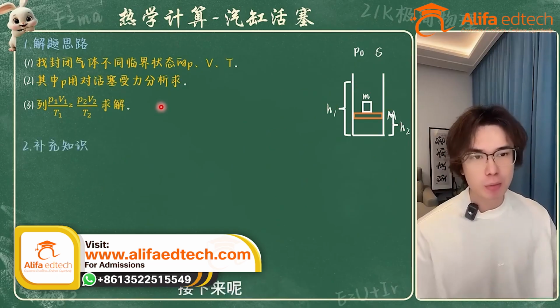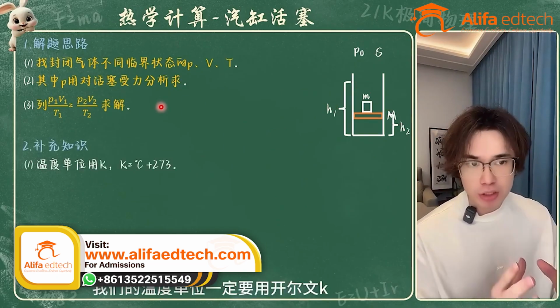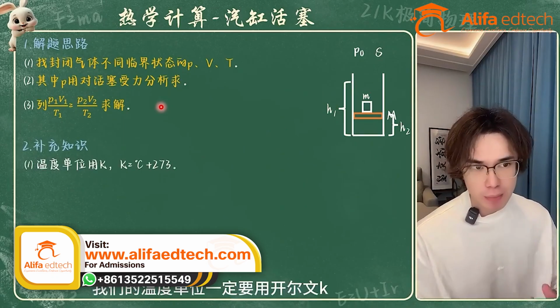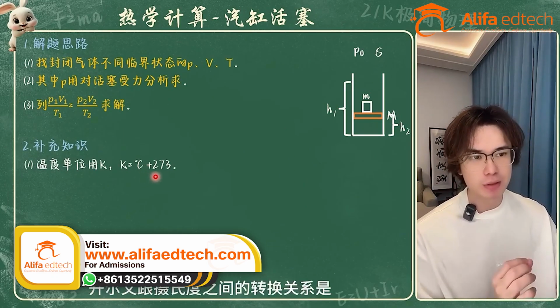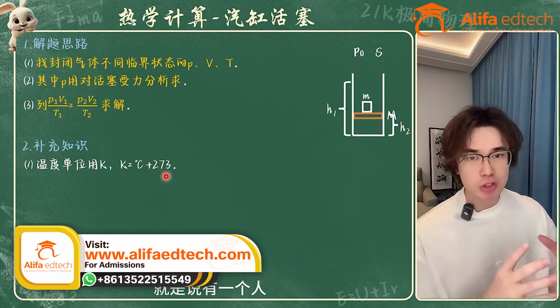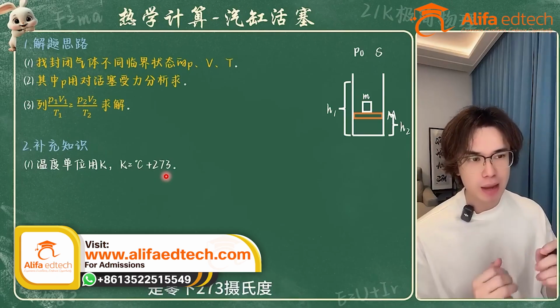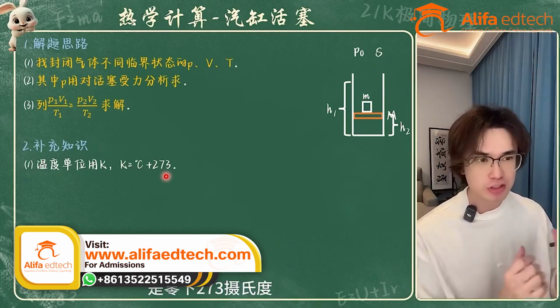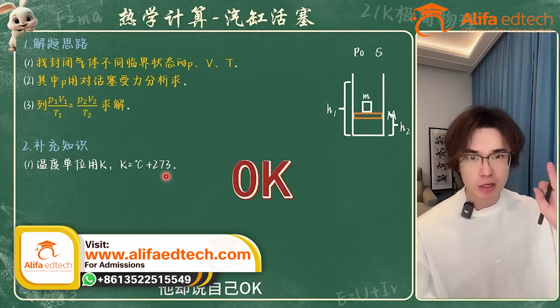Next, I'll add a few key points of knowledge that are needed for piston problems. First of all, we must use Kelvin, K, as the unit for temperature, not Celsius. The conversion between Kelvin and Celsius is a difference of 273, and here there's a little joke.